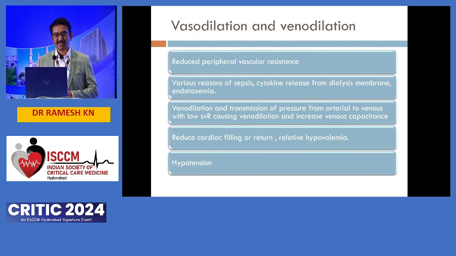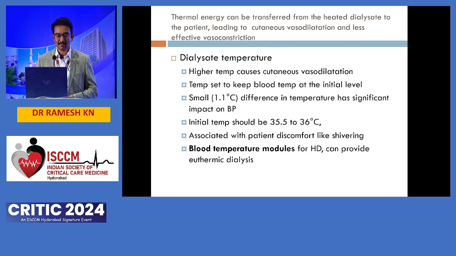Inadequate vasoconstriction can occur because of various reasons like sepsis; sometimes a reaction to the dialysis membrane can cause vasodilatation. And the venous system is a capacitance system, so if there is venodilatation, it causes relative hypovolemia, causing hypotension.